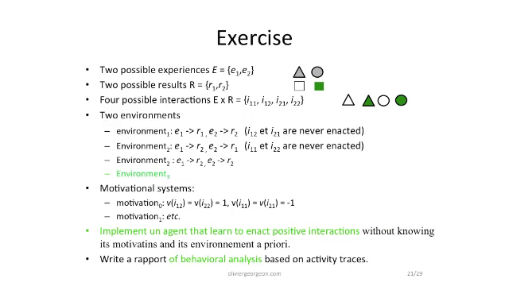So we still have an agent that has one bit of choice and one bit of result. So 4 interactions.